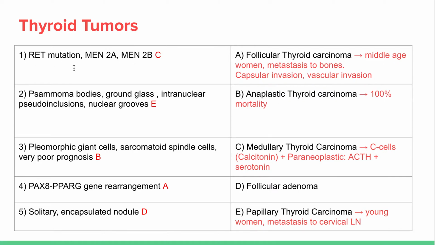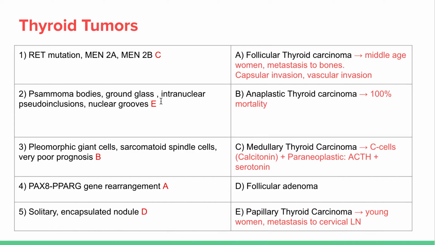If you have a RET mutation and it's MEN2A or MEN2B, what you're going to see is a medullary thyroid carcinoma. What's the most high yield thing about this is that if on histology you see these C cells, which are calcitonin-producing cells, so if the question mentions anything about a calcitonin-producing tumor or C cells, it's your medullary thyroid carcinoma.